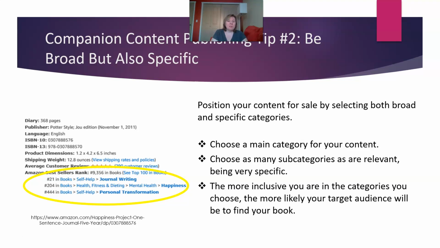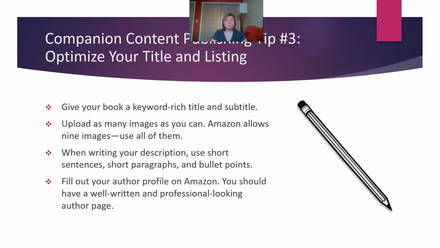For example, this is a journal, and you could have it in something like journal writing and self-help, or you can go down into happiness, which is in mental health, which is in health. So you can go down several different levels and layers to really zero in.